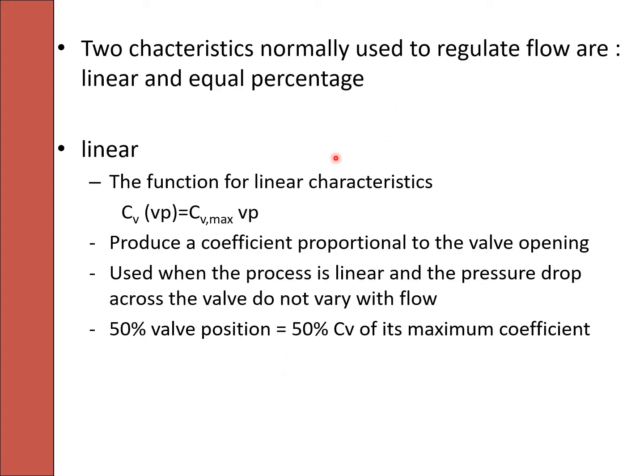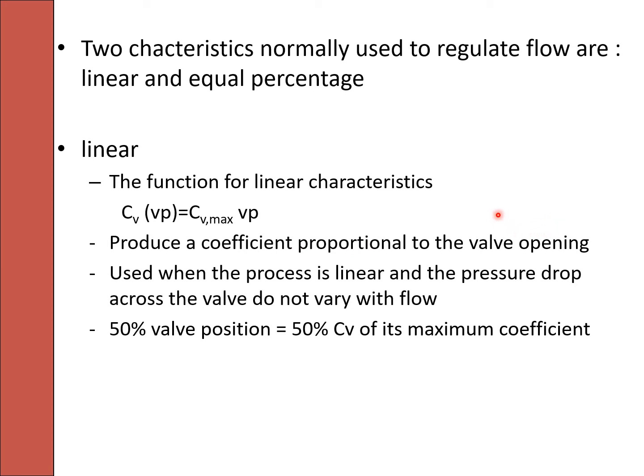Like I mentioned before, to regulate the flow, normally we will use linear and equal percentage valves. For the linear characteristic valve, the flow coefficient will be equal to the maximum flow coefficient, depending on the valve position. So basically the flow coefficient, which is CV, is proportional to the valve position. CV and VP will be proportional.